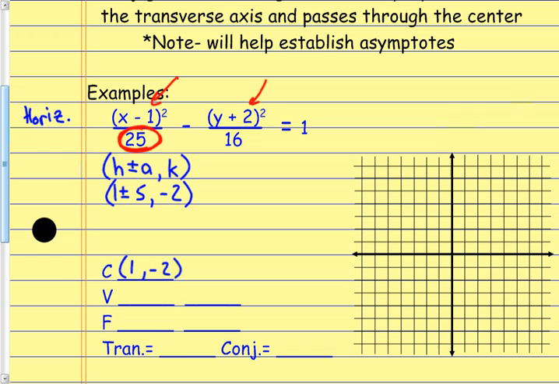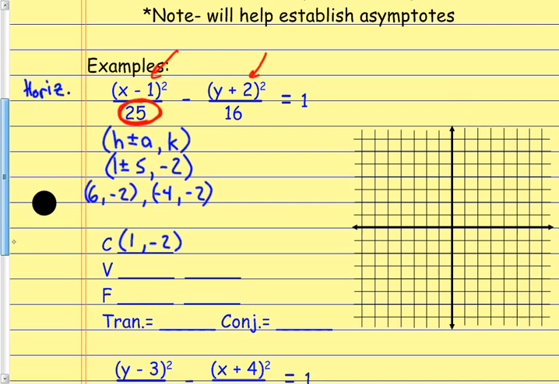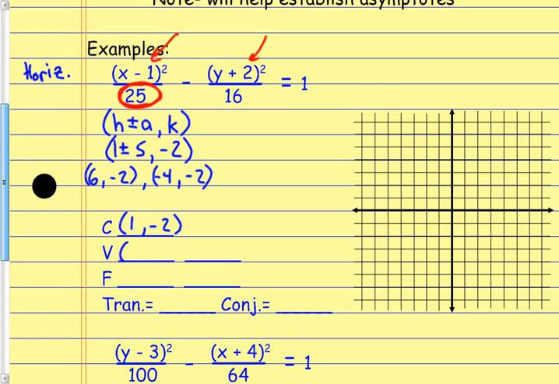And now I start doing a little bit of addition. Really, this is signifying that I have two ordered pairs here. I'm going to do the 1 plus 5, which is a 6, comma -2. And then I'm going to do the 1 minus 5, which is a -4, comma -2. All right? So I get two vertices here, one at (6, -2), and the other one at (-4, -2).